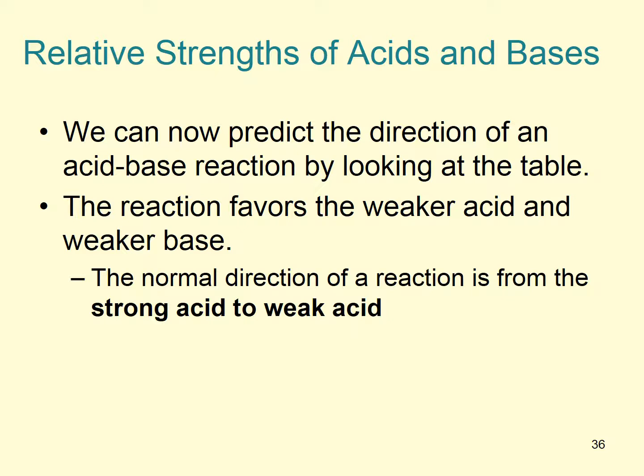So we can predict the direction of an acid-base reaction by looking at that table. Since reactions always favor the weaker acid and weaker base, the stronger acid will always give the H+ to the stronger base, and you'll end up with the weaker acid and the weaker base.